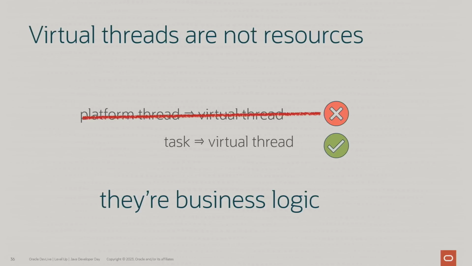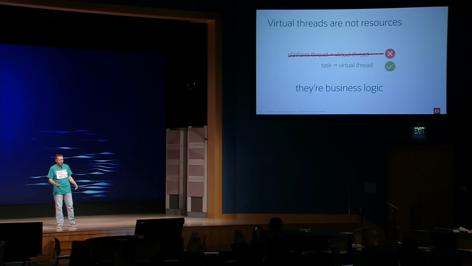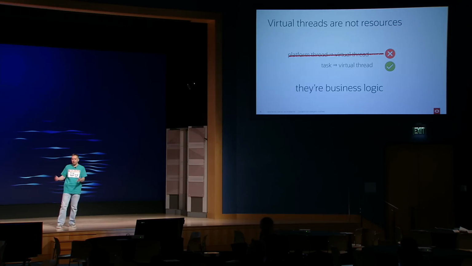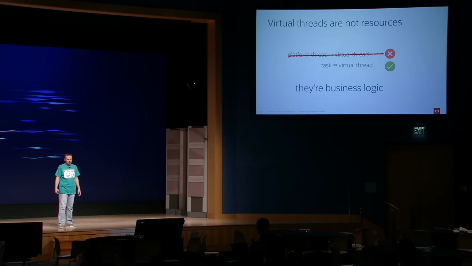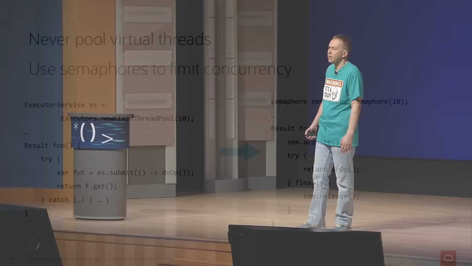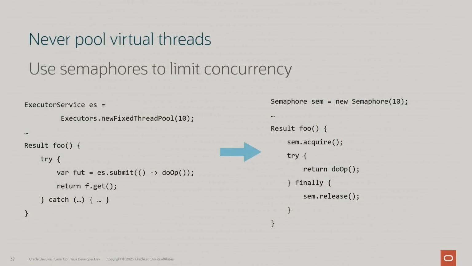So, virtual threads are not a resource now. It's just logic. It's business logic, or you may consider it a language construct which allows you to do concurrent programming. You should not care about virtual threads as before. And of course, you should not pool virtual threads. It doesn't make sense at all. Virtual threads are designed to just do their work and die after that.